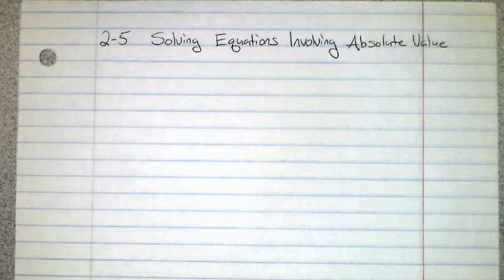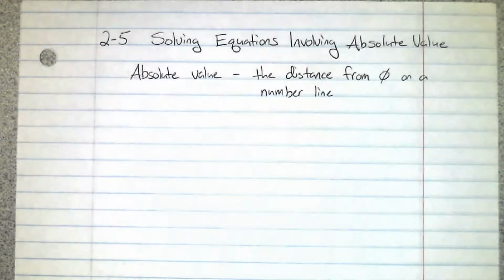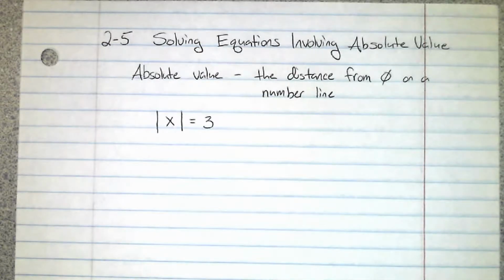This is Chapter 2, Section 5, Solving Equations Involving Absolute Value. Now, the first thing that we need to review is what absolute value actually is. Absolute value is the distance a number is from 0 on a number line. Now, the next thing to keep in mind is that distance is always positive. So, for example, if you've ever looked at a ruler or a tape measure, you never see negative numbers there. Distance is always positive. Let's take a look.